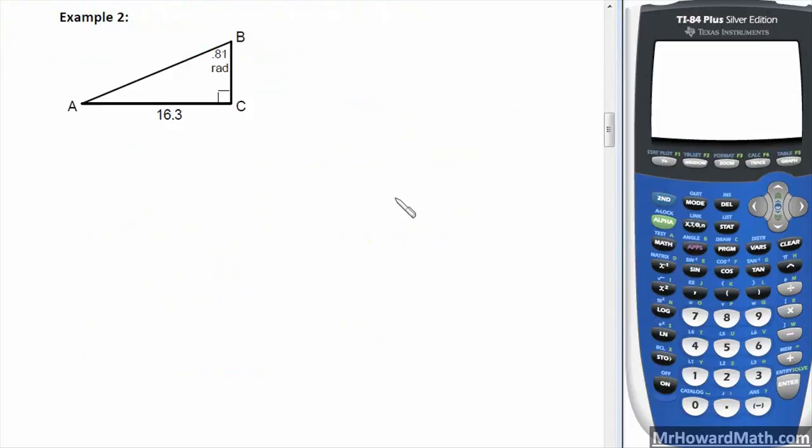And now here in example 2, we have a right triangle. They give us side B. So we need to find side A here. We need to find side C here. And we need to find angle A right here.